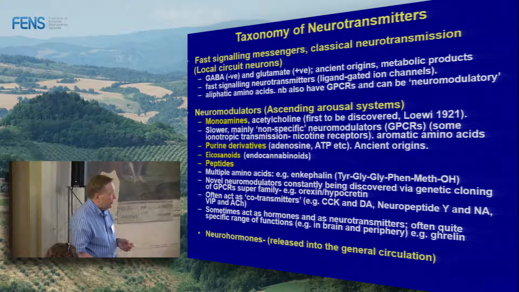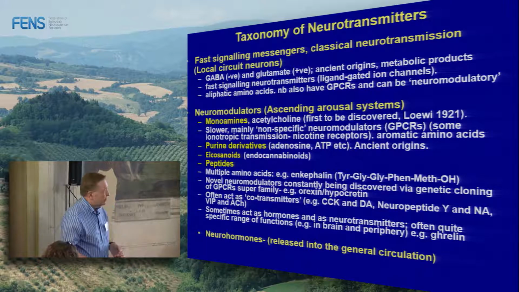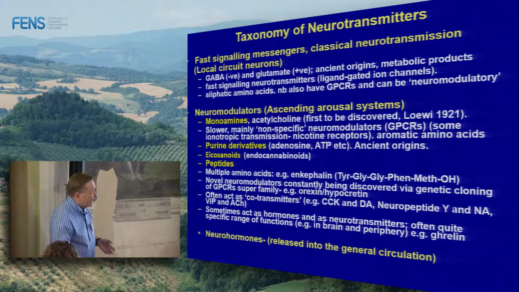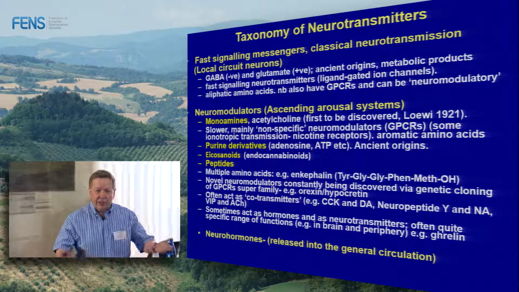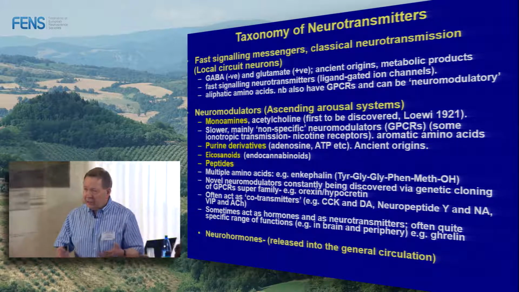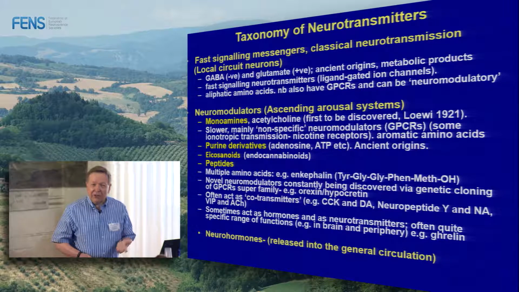Sometimes these substances act as hormones and sometimes as transmitters. Ghrelin, an eating hormone, is an example. And of course then we blend into the general area of hormones which are released into the general circulation and which aren't going to be the main subject of neuromodulation. Okay? So there's a lot to consider.